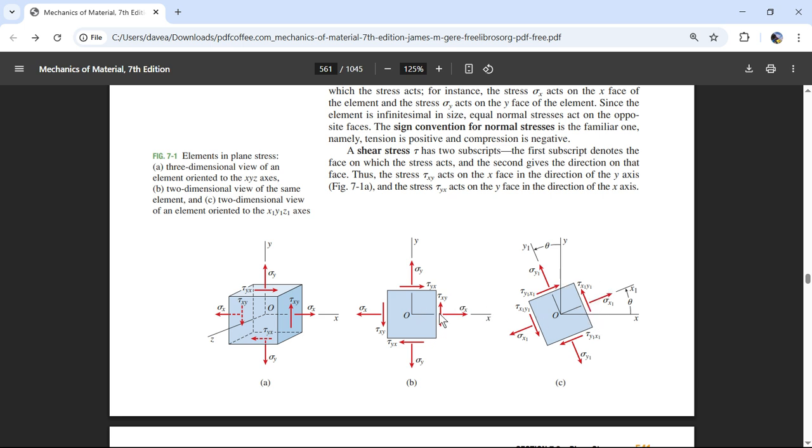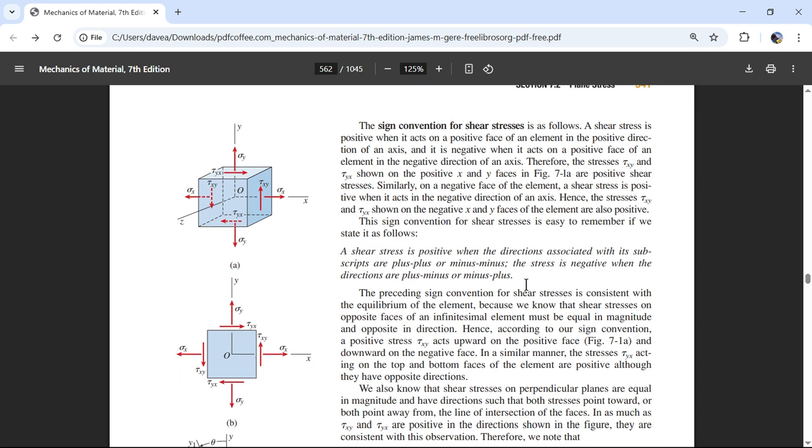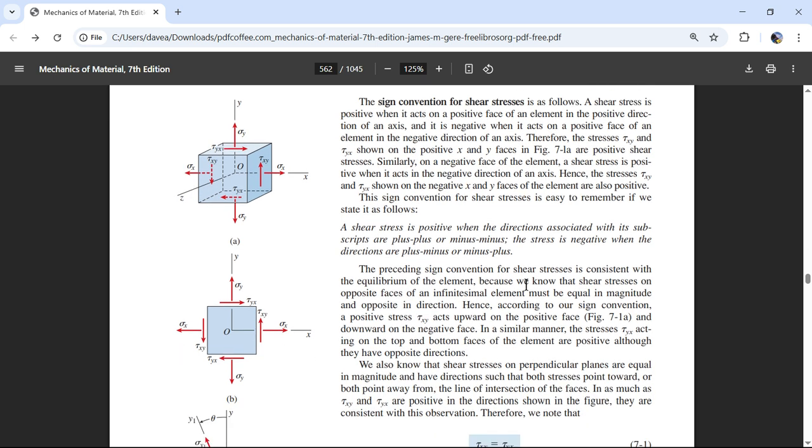So we want to make a bunch of cuts, not just at 45 degrees, but at any angle. Then we're going to figure out what those normal forces and shear forces are. So we have 3D blocks of material, and we can have a normal force and a shear force on all faces.